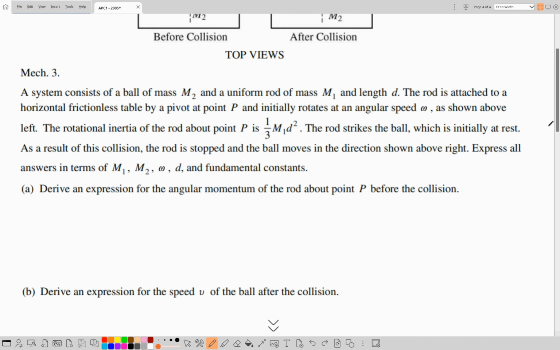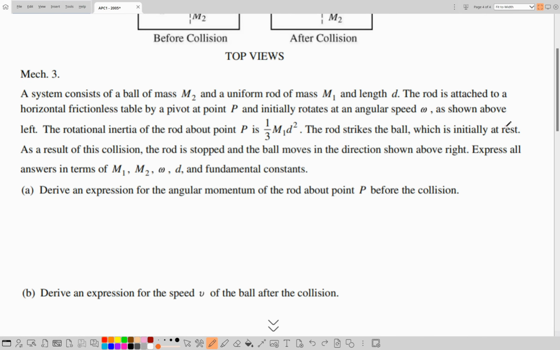In part A, they're telling us to derive an expression for the angular momentum of the rod about point P before the collision. So we know that the angular momentum of a rigid body is given by I omega. So let me say that this is R for the rod. Now the moment of inertia about P is given by 1/3 m1 d squared, and omega is omega. And indeed, it's being expressed as required. Then the angular momentum of the rod before collision is given by 1/3 m1 d squared multiplied by omega.